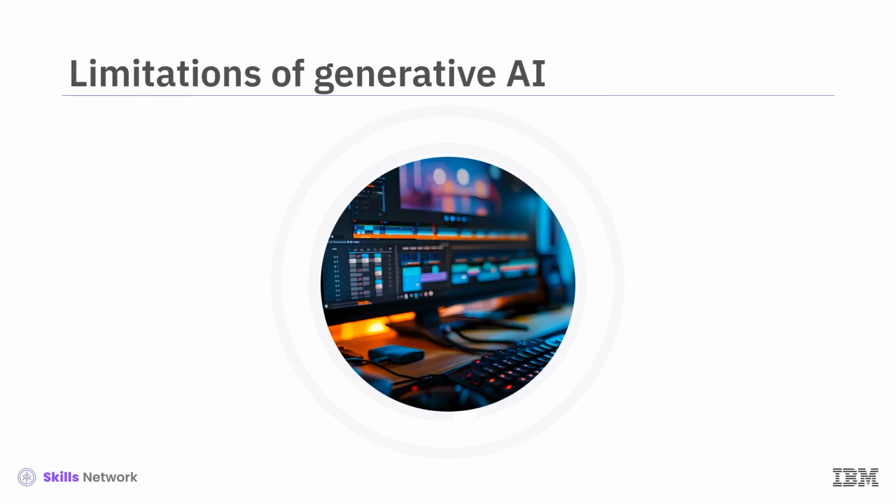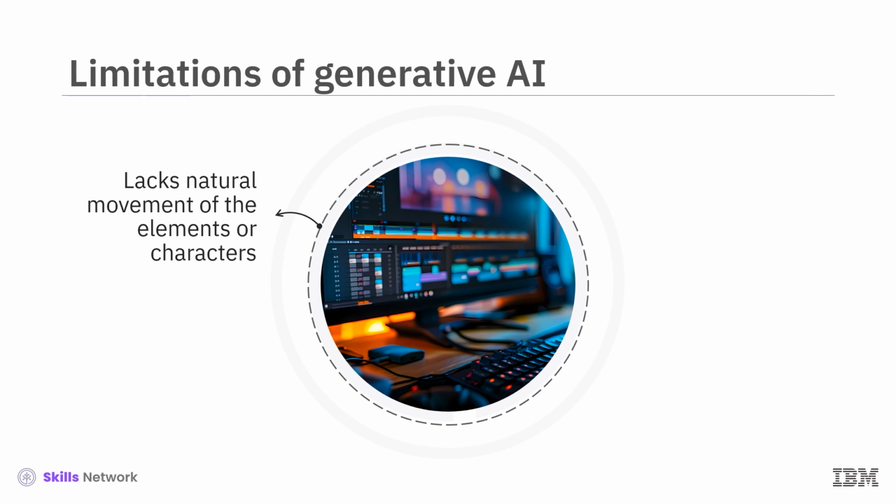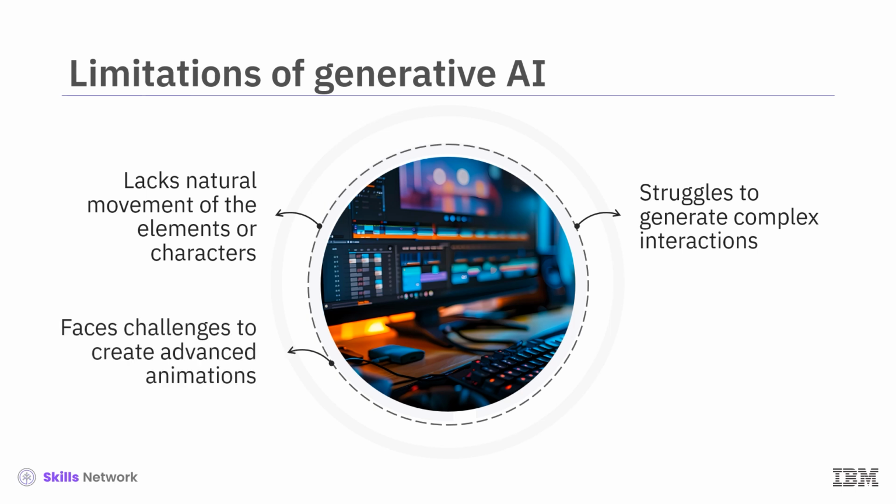However, generative AI video content creation has certain limitations. It lacks natural movement of the elements or characters, showing stiffness. It also struggles to generate complex interactions between characters or objects in video. It is challenging to create advanced animations or visual effects. Generative AI video creation tools cannot generate spontaneous responses, requiring pre-programmed algorithms and data.